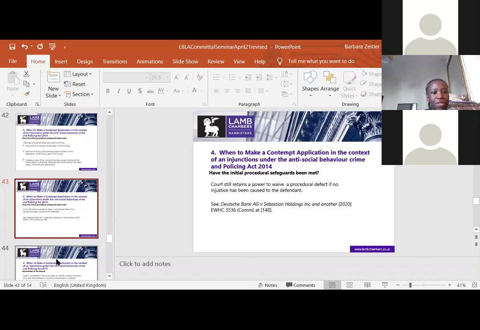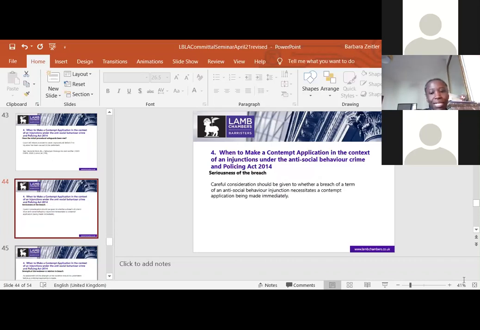So moving on then to considerations of seriousness of the breach. I think careful consideration should always be given as to whether a breach of a term of an antisocial behaviour injunction necessitates a contempt application being made immediately. And I stress that word immediately.